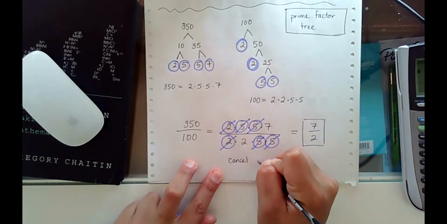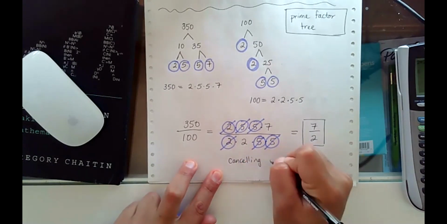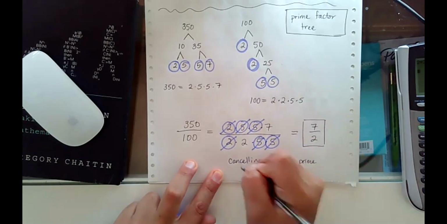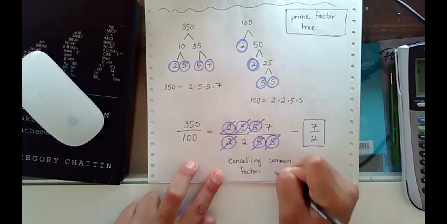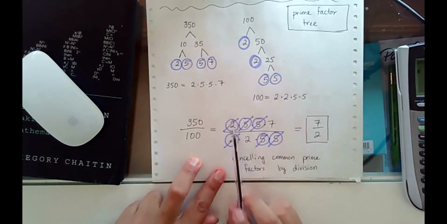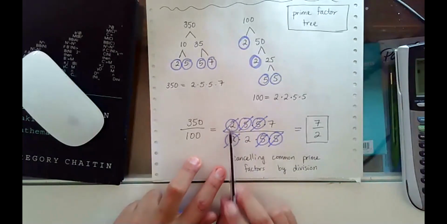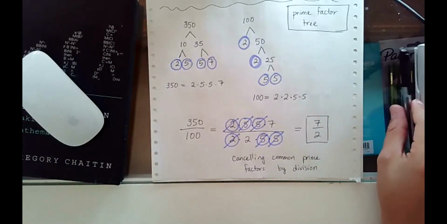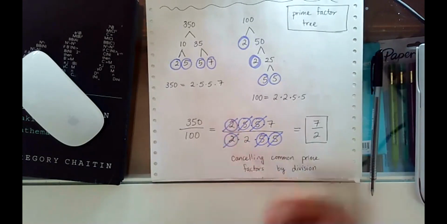So we're just canceling common prime factors by division. Remember, a number divided by itself is 1, so that's why we can just get rid of it, because then we just have a 1 times whatever's left over, and 1 times anything is just whatever that thing is. But it's easier to just think about it as these cancel out, right? That's the common way we're going to talk about them.